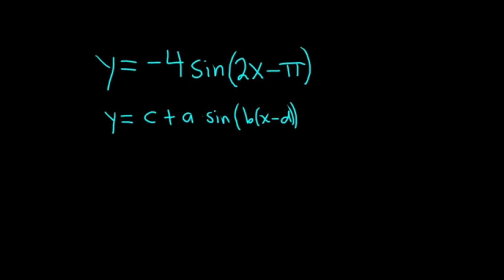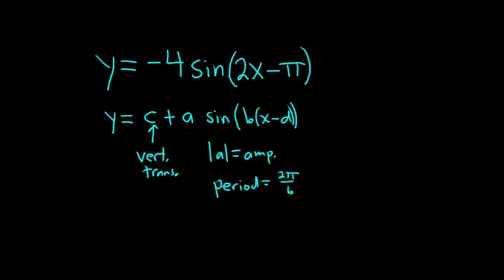For example, c here is the vertical translation. And the absolute value of a, that's called the amplitude. So I'll just put amp. And the period is equal to 2 pi over b. So the period here is 2 pi over b. And then the phase shift, that's little d. Okay, so let's go ahead and find all of these things for this function.